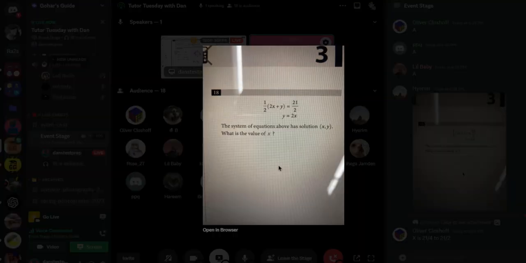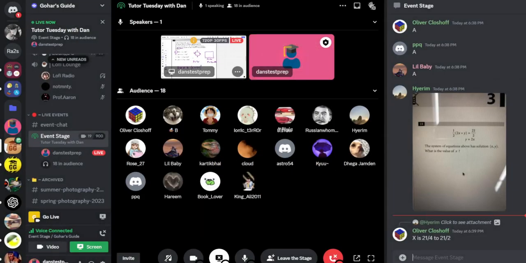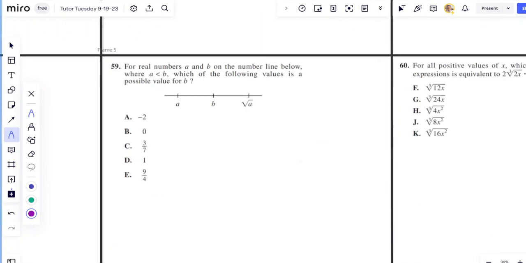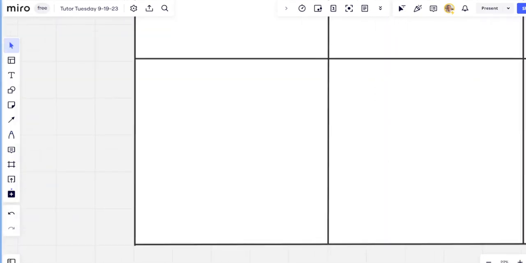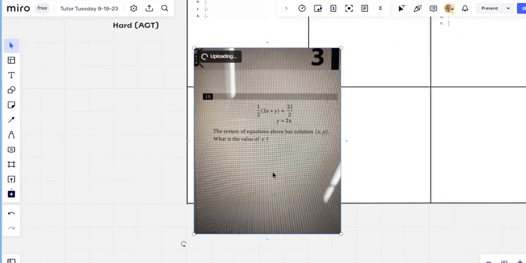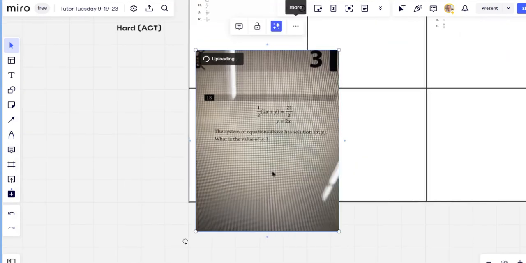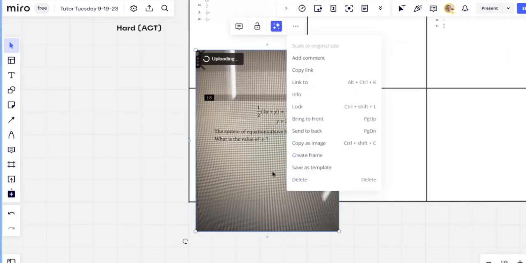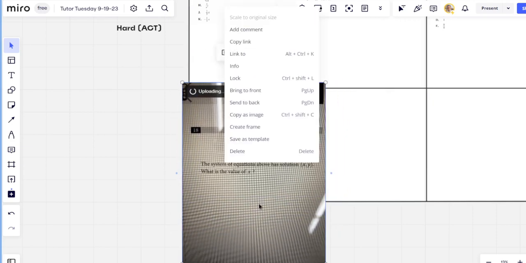I see we got a little question submitted here, so I'm going to add that into the whiteboard. We can even go over this one right now since it looks like an SAT question. We'll continue on our SAT grind.